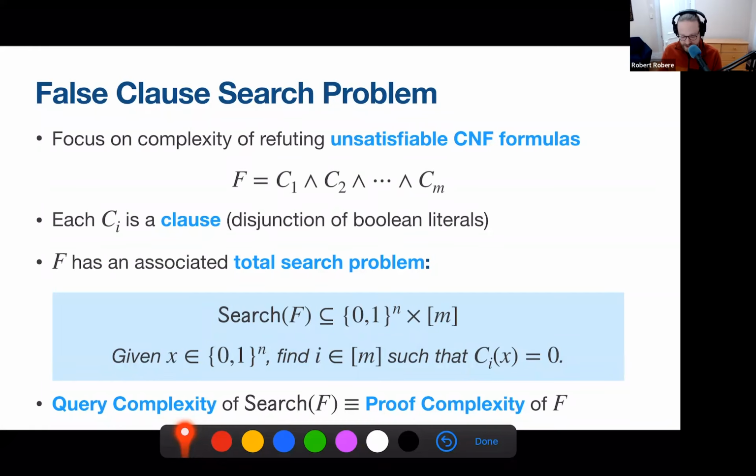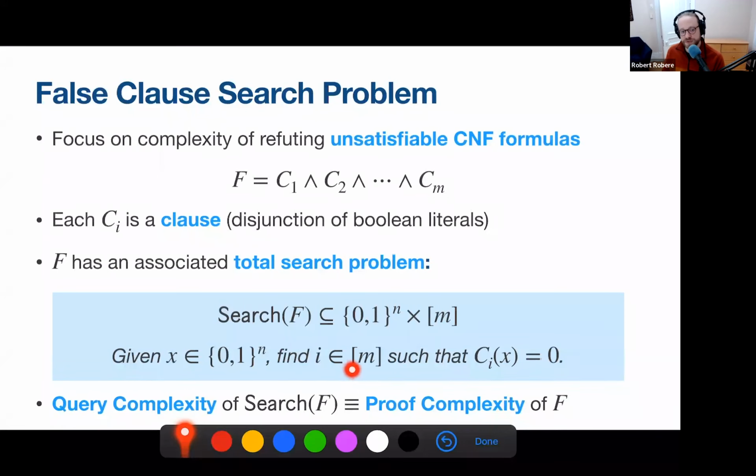In proof complexity, we're usually focused on the complexity of refuting unsatisfiable CNF formulas. A CNF is just a conjunction of clauses, where each clause is a disjunction of Boolean literals. Associated with F is a very natural total search problem, which I'm going to call Search(F). The basic idea is that for a fixed unsatisfiable formula F, when we're given an input assignment to the variables of F, we want to find some clause i that's false under that input assignment.